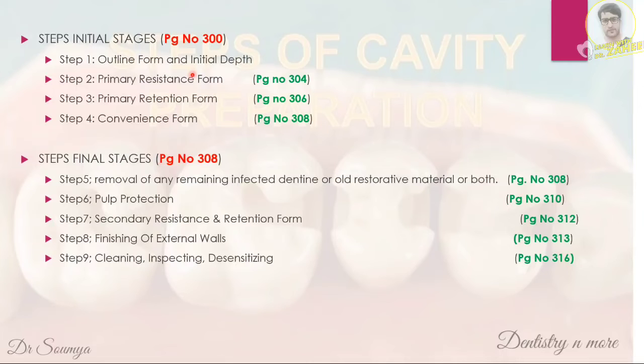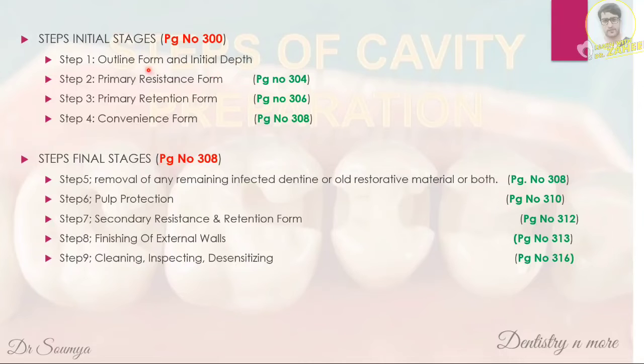Then you can tell about the factors that are affecting the outline form. You must be familiar with it. It is already given in the textbook, described under 5 headings: extent of carious lesion or defect, aesthetic conditions, occlusal relationship, adjacent tooth contour, and cavosurface margins.